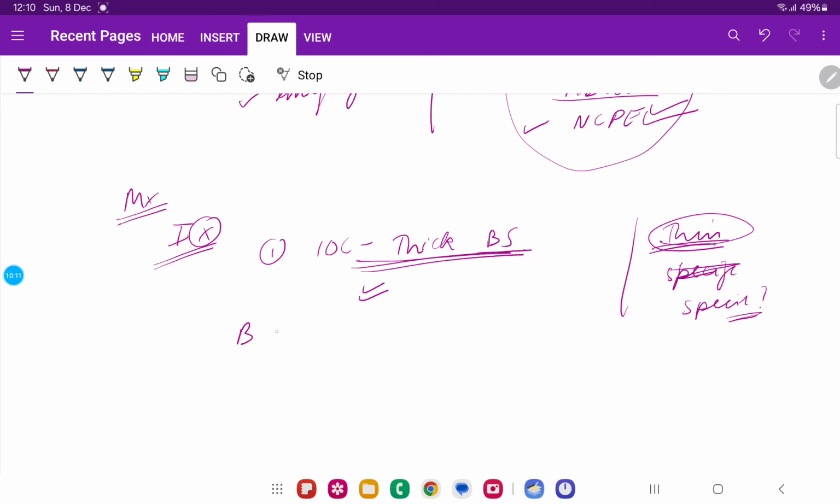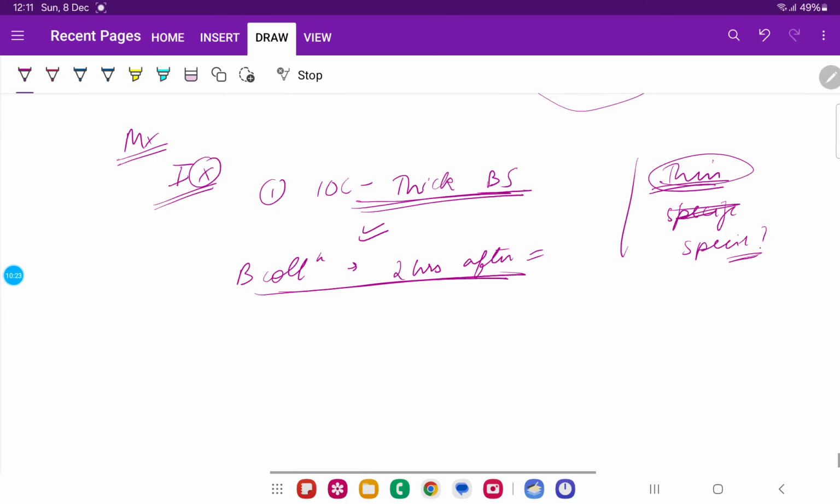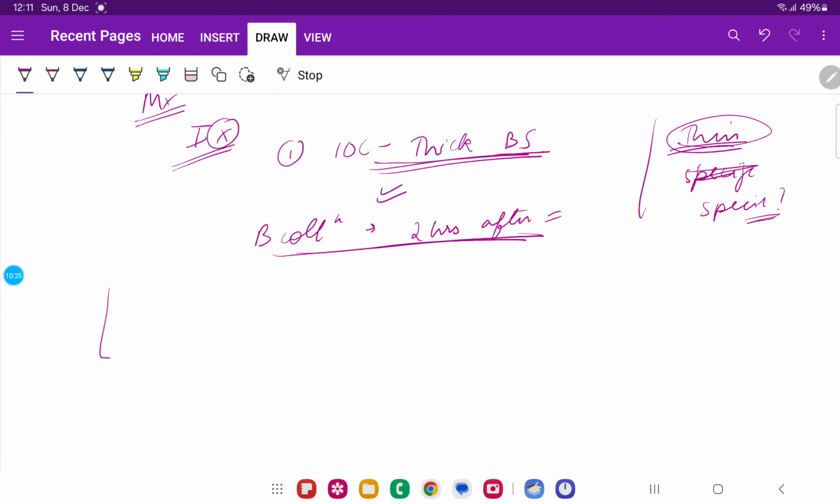So the blood collection time is 2 hours after the peak of the febrile period. This is when we collect the blood and we make a smear. Few things about the smear.